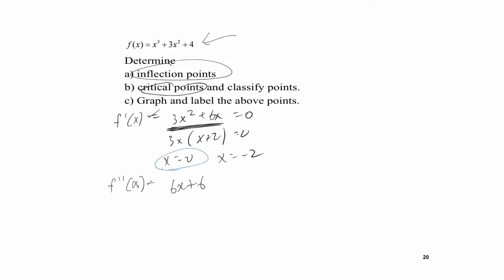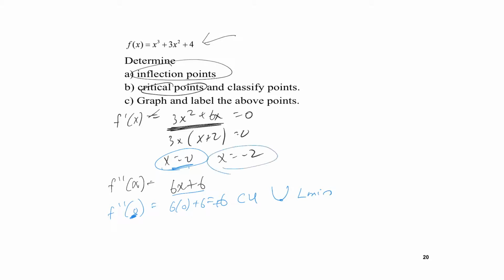So let's actually sub in f of 0 into here. We get 0 times 6 plus 6, which gives me 6. What that means is this is going to be concave up because it's positive. And what that means is I can tell that at 0, at this critical point, it's going to be curving up. That means this is a local minimum.